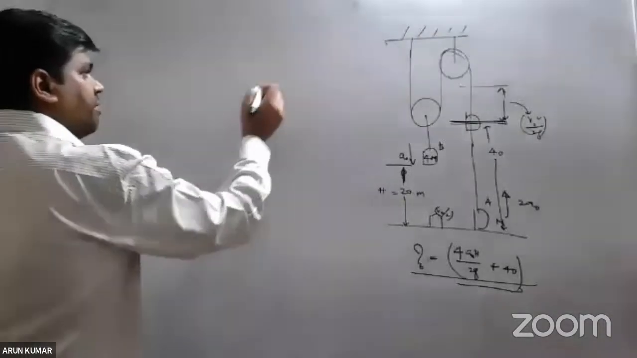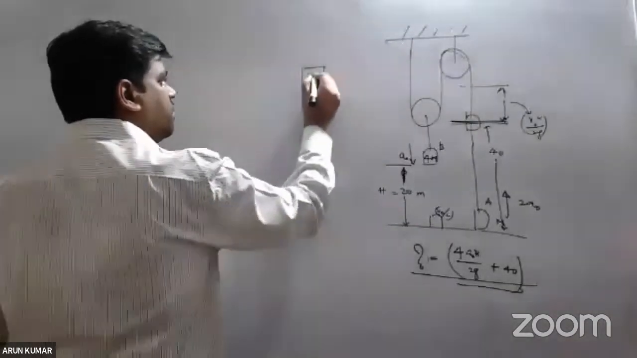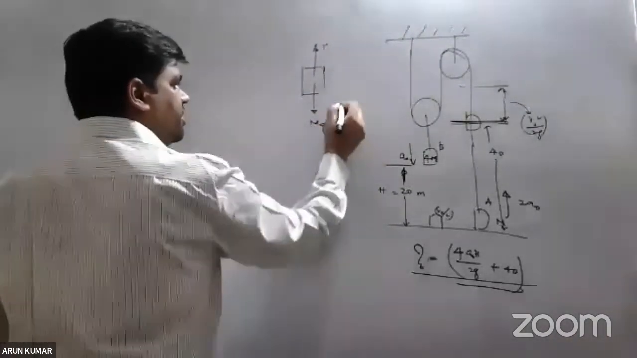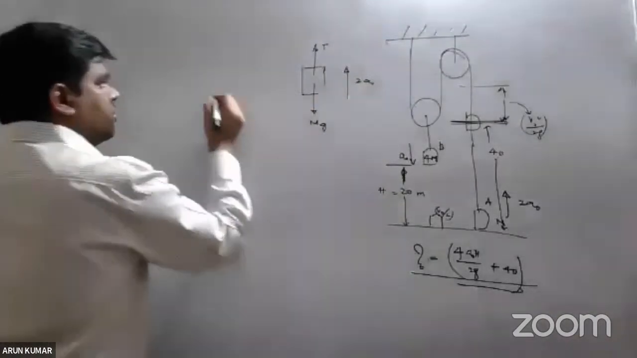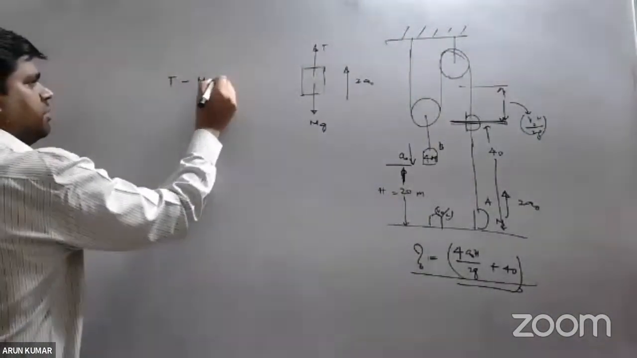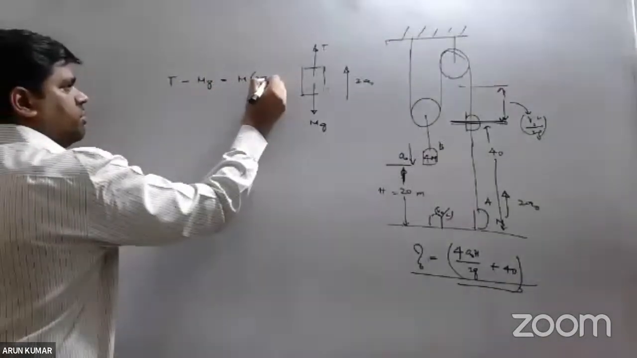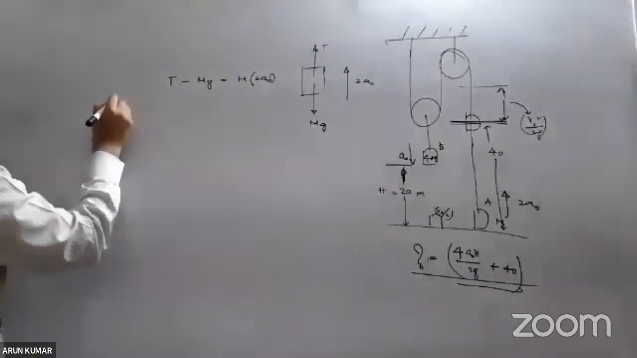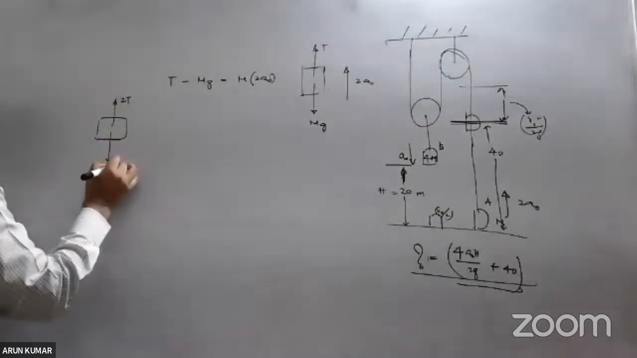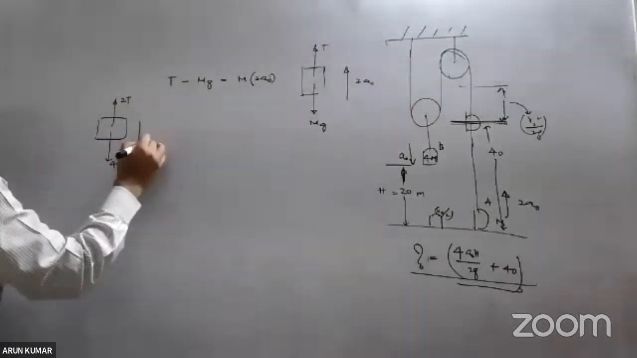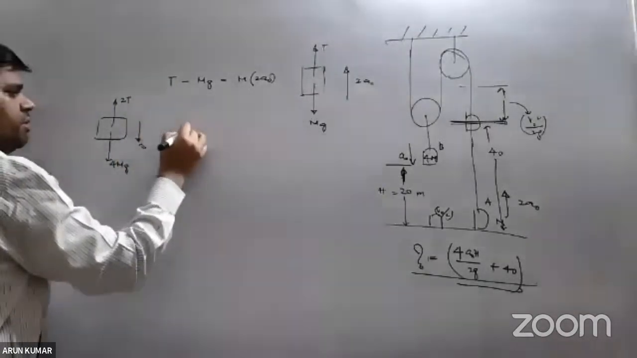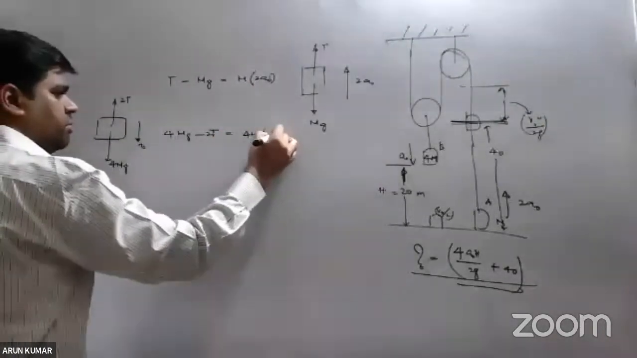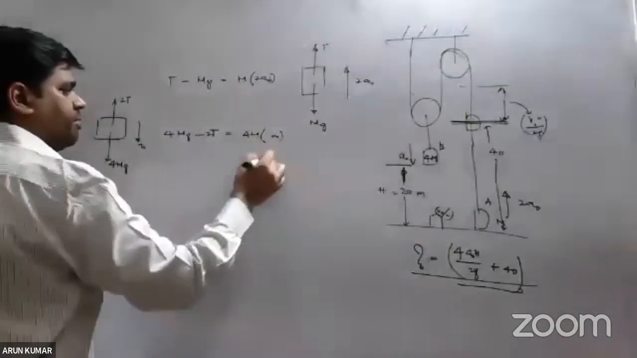Let's draw the FBD of block A. Tension is T, gravitational force is mg, acceleration is 2a naught. So my equation of motion is T minus mg is equal to m into 2a naught. For the block B, tension is 2T, this is 4mg, acceleration is a naught downwards. So I'll have 4mg minus 2T is equal to 4m times a naught.